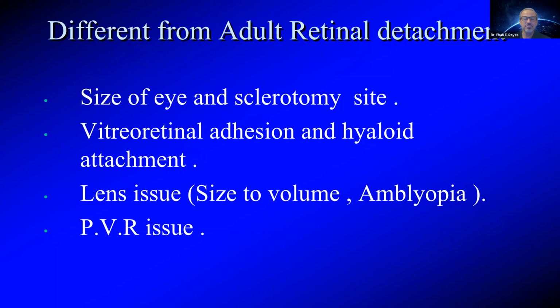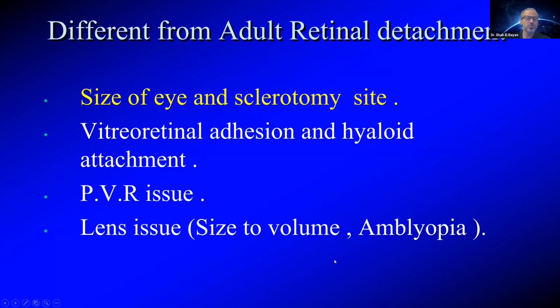The lens size: if you compare the size of the lens to the size of the eye, depending on the age of the presentation, you have to keep that in mind in decision making. Should I remove the lens to get to the retinal periphery? What am I going to do with amblyopia thereafter? Single eye or both eyes have a problem. The last point is the PVR. It's different in the pediatric age group compared to adults. So these 4 points are very important to keep in mind.